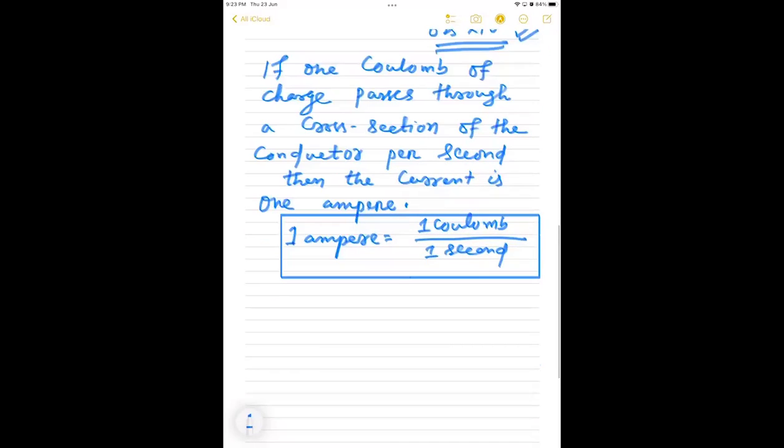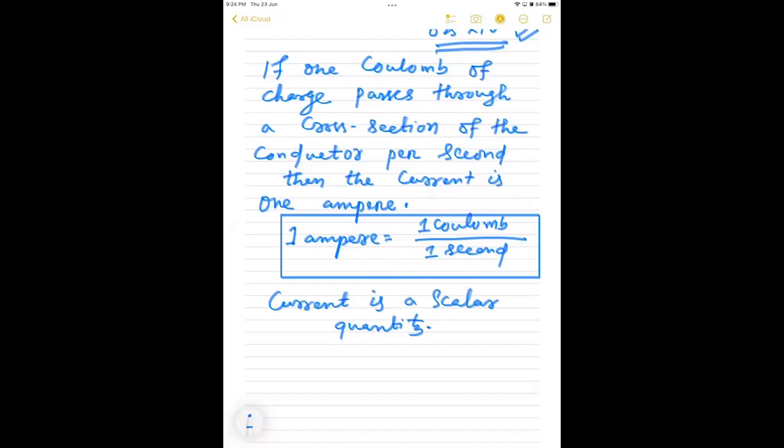And students, current is a scalar quantity. To make current into a vector, we take current density; we'll deal with that today. This is a very theoretical part initially. Basically, in this chapter you will deal with some basic laws of steady electric currents, and we'll analyze some electric circuits.